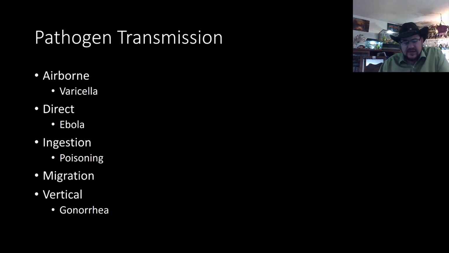Vertical infection is an interesting one. This is where a mother passes an infection to her fetus, or an infection to the infant during birth. So the infection can cross the placenta into the developing fetus. Remember when we were talking about Zika, how it can cause birth defects? Apparently the Zika virus can cross the placenta.